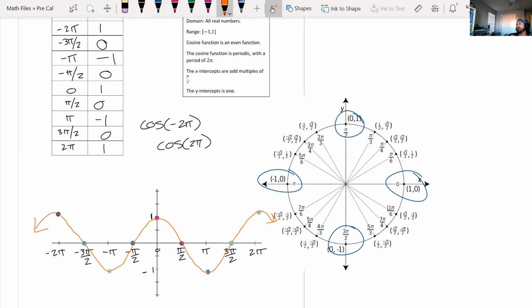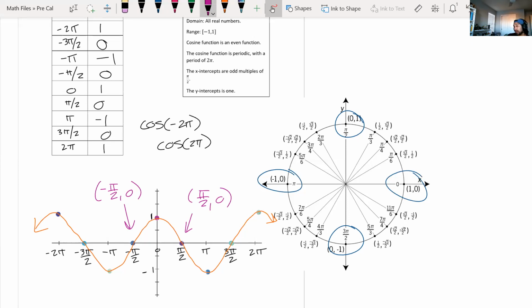And remember, since cosine's even, it reflects across the y-axis. And cosine repeats itself every 2 pi. So since it's symmetric, that means I can take this point of pi over 2 and 0 and reflect it over the y-axis to give me negative pi over 2 and 0. I could do the same for these points as well.